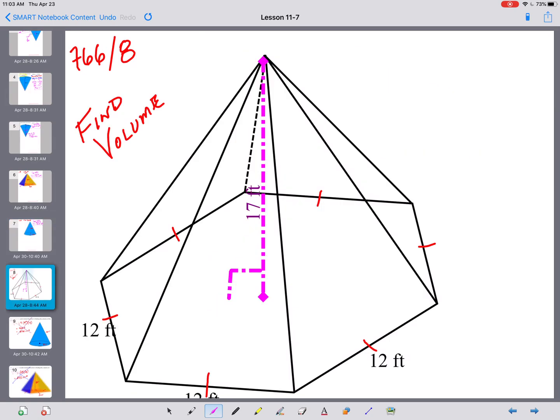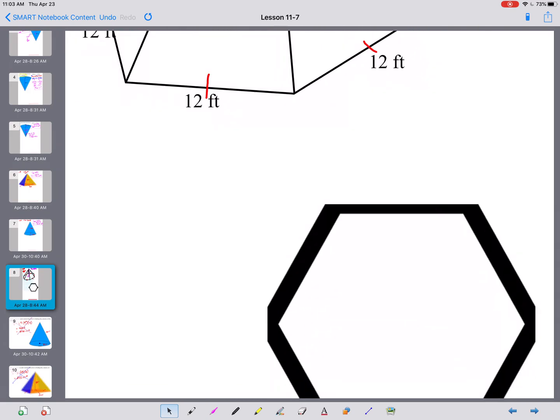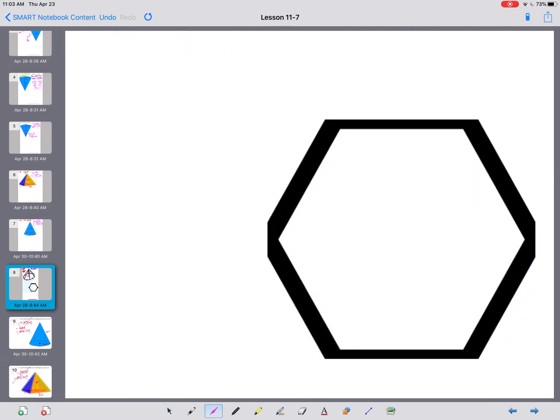Number 8. Now, it's a hexagonal pyramid. We have the height right down the middle. That's 17. Now, what we need is the base area. Let's first of all put our formula. Volume of a pyramid is 1/3 base area times the height. Now, the base area. I'm not going to use this hexagon. There's too much lines through it. I drew one right below it here. There it is. Every side is 12. On this one, every side is 12.